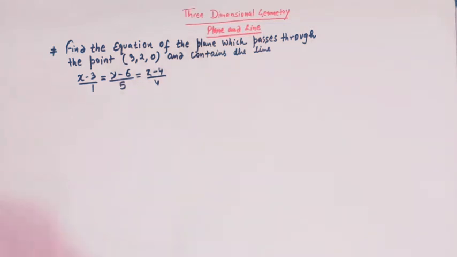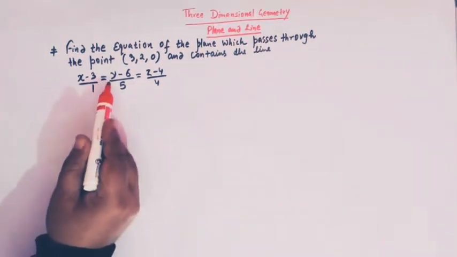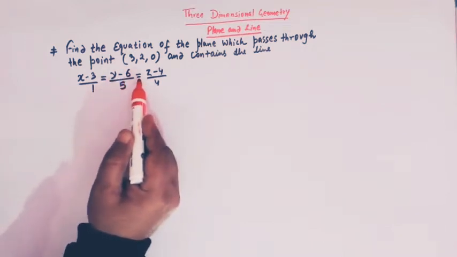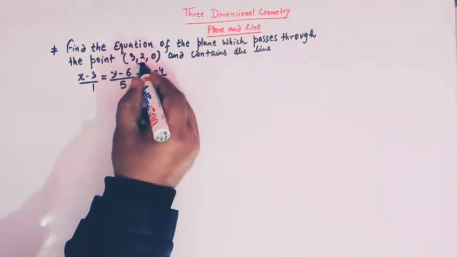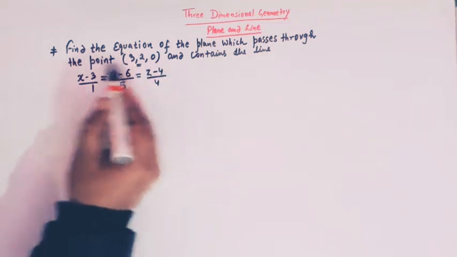and contains the line (x − 3)/1 = (y − 6)/5 = (z − 4)/4. So here we have to find the equation of the plane which passes through this point, and it contains this line.